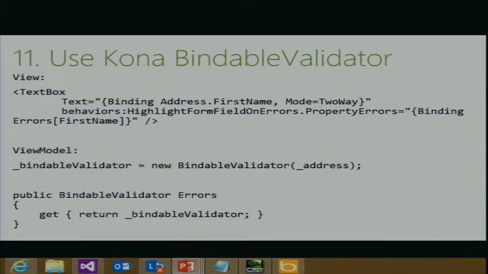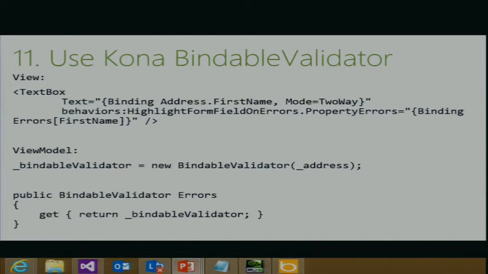Okay? And in my view model, I just expose my bindable validator. Bindable in that it's easy to hook up with XAML. Validator meaning that it uses the data annotations validator to actually perform the validation. But you can create your own validator if you want. But ours just happens to use the data annotations validator. And it exposes the errors property for bindability.